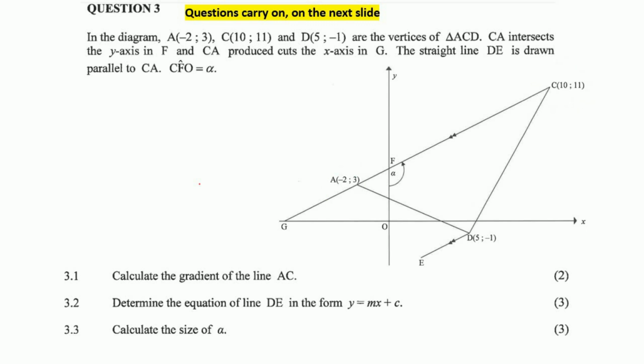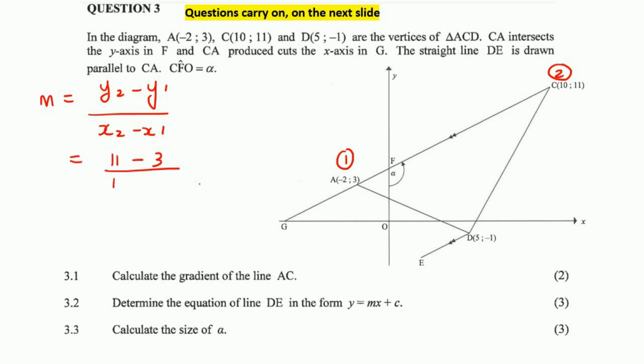That's just your gradient formula, which is m equals y2 minus y1 over x2 minus x1. Now, I'm going to use this as my point number 2. This is my point number 1. And so now we just fill it in. So it's 11 minus 3 over 10 minus, now this is also a minus, so I just say minus 2 like that. Then I just type it on my calculator. I don't try to figure any of it out myself. I just rely on my technology, and that gives me 2 over 3. So that's the answer for that one.